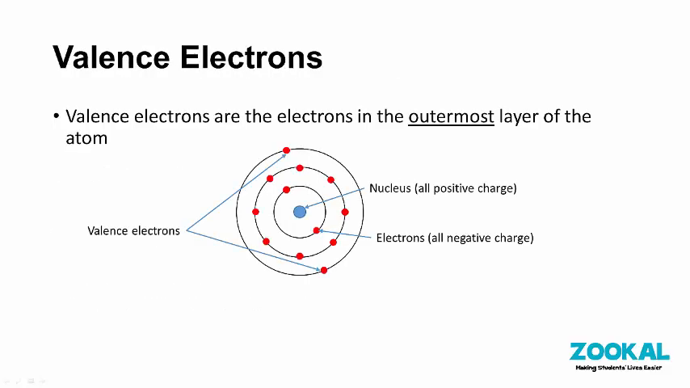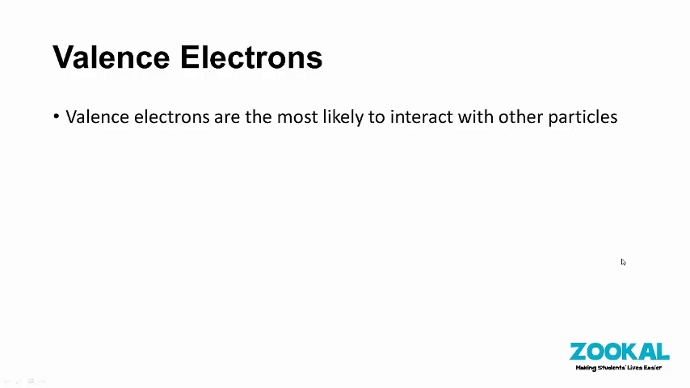Here is a common model of the atom. Most of the positive charge is contained within the nucleus, and most of the negative charge exists as electrons orbiting the nucleus in layers. The electrons in the outermost shell are the valence electrons. Since the valence electrons are on the outermost shell, they are the most exposed. This makes them most likely to interact with other particles, such as the valence electrons of other atoms.